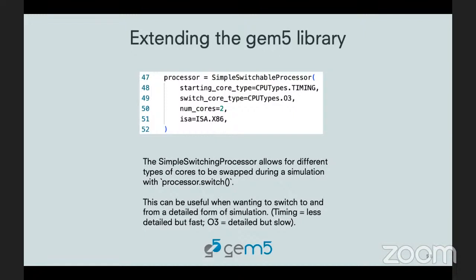So it's two timing cores swapping with two O3 cores. Yeah, it's still kind of the same definition of num cores as swapped out. Again, the only reason I'm doing two cores here is because we've already seen a one core simulation. I just want to show that just by increasing this number, you can increase the number of cores in your system. And again, we're specifying our ISA here, ISA x86.